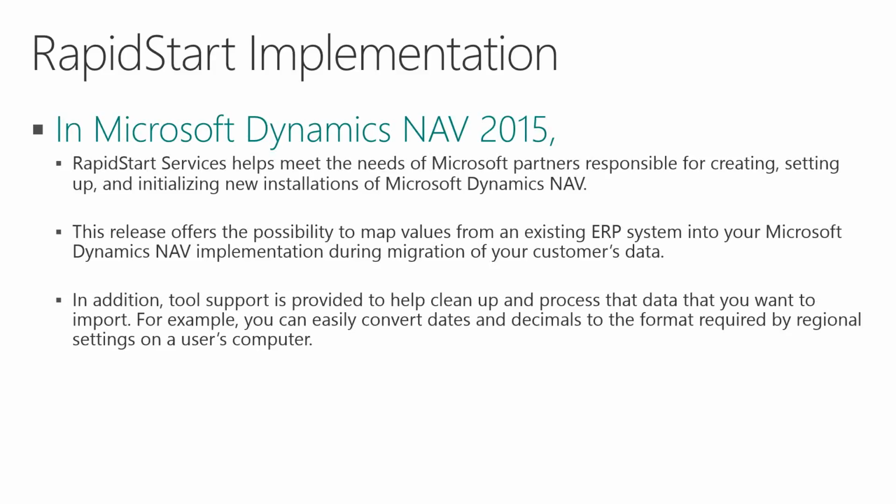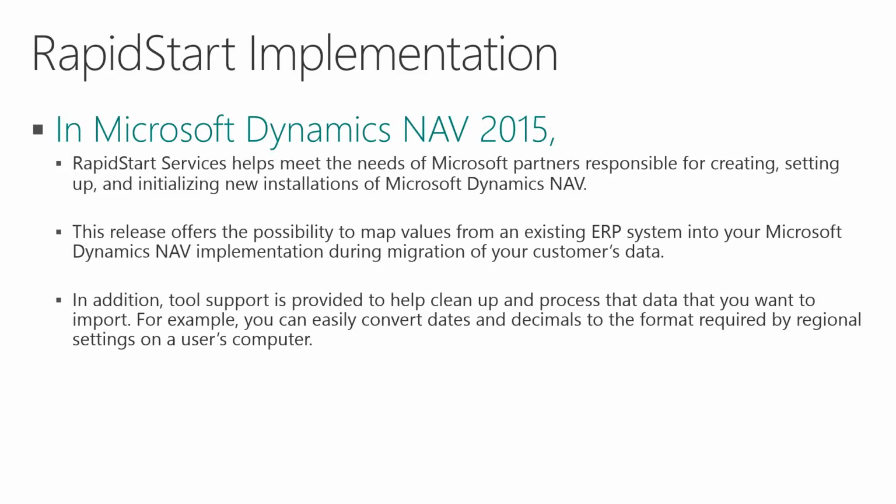For example, maybe the currency code for the US dollar is USD in your existing system, and when you convert to NAV, you're going to change that to US. So when you bring data in with Rapid Start, you can map from USD to US dollars. There's also a new tool, a report object, that you can use to easily convert data in decimal and regional formats during the Rapid Start implementation. So that's the first piece of enhancements in NAV 2015.